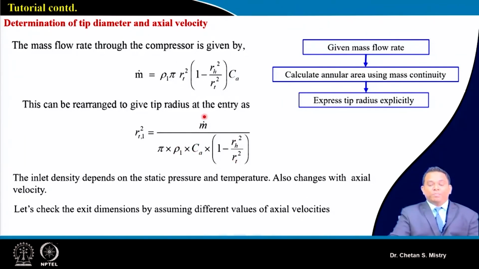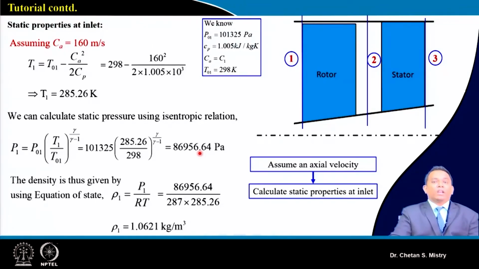So if you recall, this mass flow rate is known to us. Even this radius ratio is also known to us. Now the unknown parameters for us are my axial velocity, and I also don't know my density. Okay, so the entry density is not known to us. So we need to calculate our inlet density, and we need to calculate my axial velocity. So we will be assuming our axial velocity in order to do the calculation for our entry density.